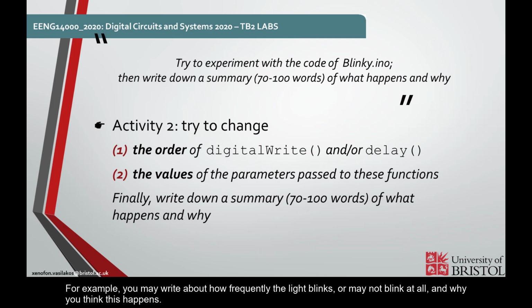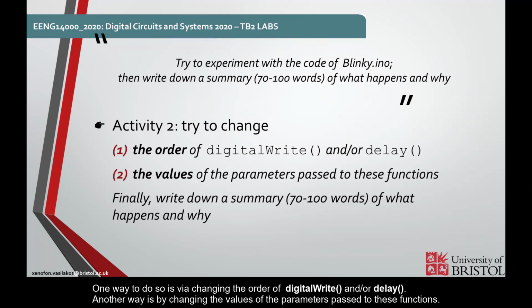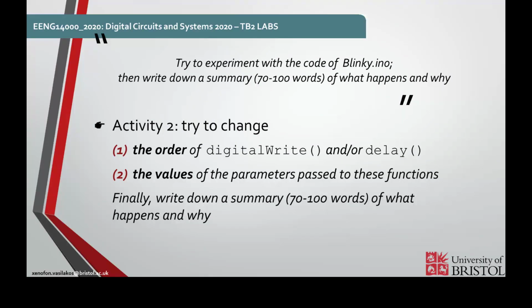For example, you may write about how frequently the light blinks or may not blink at all and why you think this happens. One way to do so is via changing the order of digitalWrite and/or delay. Another way is by changing the values of the parameters passed to these functions.